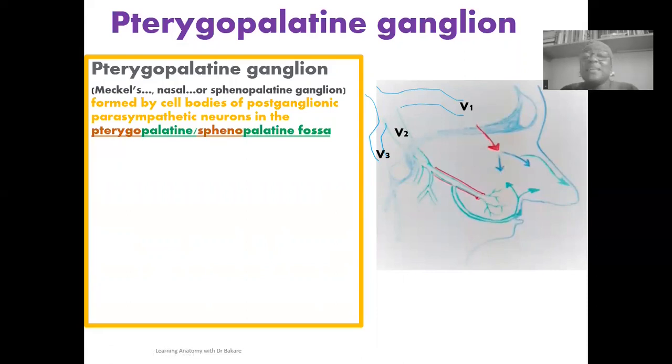The pterygopalatine fossa can also be referred to as the sphenopalatine fossa because the sphenoid bone is seen to project downward processes that are referred to as pterygoid plates. So you can replace the pterygoid with spheno because it's still within the configuration of the sphenoid bone. This is where the pterygopalatine ganglion is located, in red, within the pterygopalatine fossa or the sphenopalatine fossa. This structure is a collection of cell bodies, and that is why you see it as a swelling.